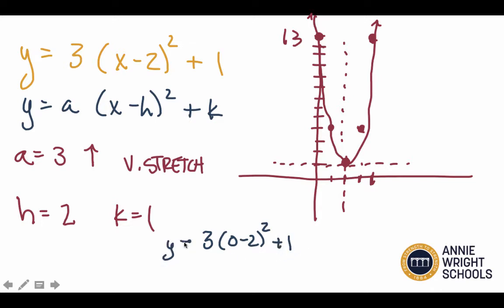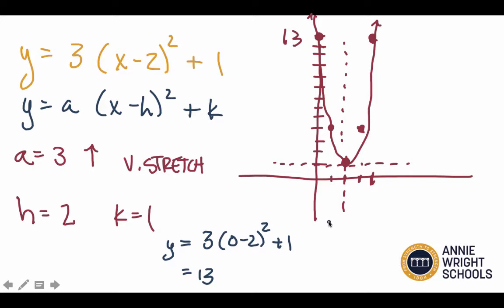We're back in our regular first unit of algebra of order of operations, parentheses first. 0 minus 2 is negative 2. Negative 2 squared is 4. 4 times 3 is 12. 12 plus 1 is 13. We found the y-intercept two different ways. Do you see where you end up getting that 4 times 3? When you're 2 away from the vertex.